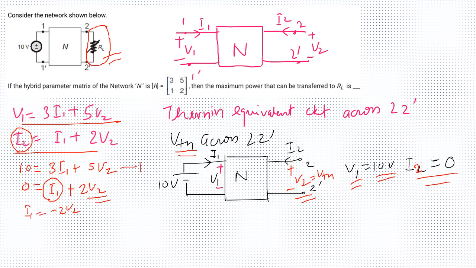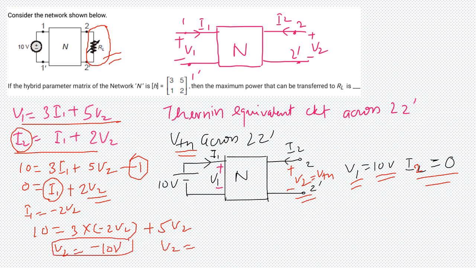Now I put it in equation 1. I get 10 equals 3 times minus 2 V2, which is the value of I1 I substituted, plus 5 V2. From here, V2 is minus 10 volts. So V2, which is VTH, is equal to minus 10 volts. So I have got my VTH.